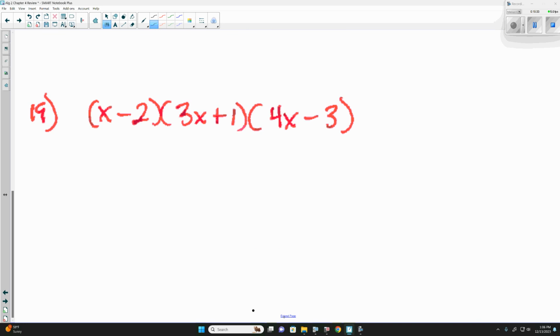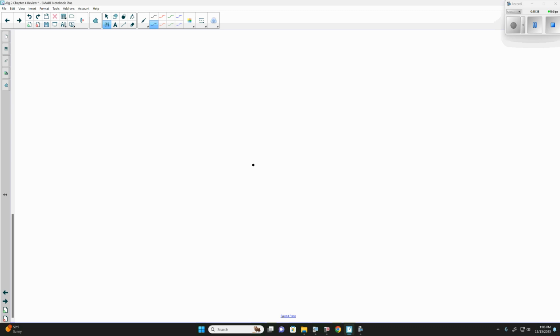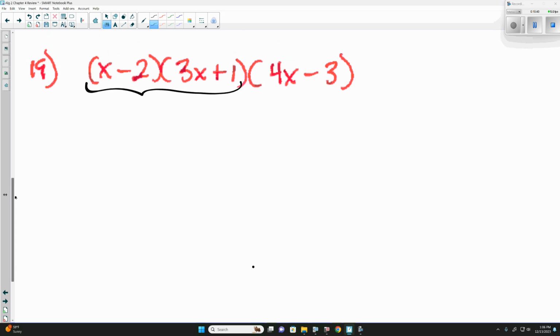19. Now with 19, we have 3 sets of parentheses. So what we're going to do is multiply 2 of them first, combine like terms, and then multiply again. So the first thing we're going to do is distribute the x. X times 3x, 3x squared. X times 1 would be plus x. Then we'll distribute the 2, negative 2. Negative 2 times 3x is negative 6x. Negative 2 times 1 is negative 2.